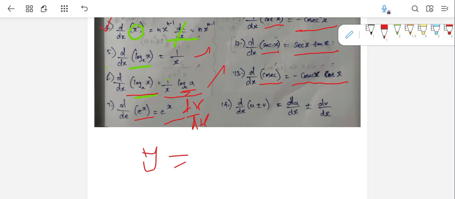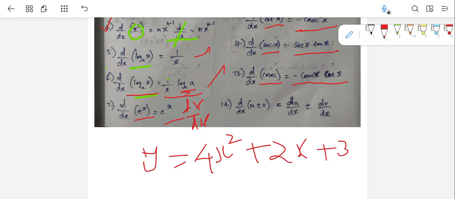For example, if it is a quadratic equation or something like that, it will be like y is equal to 4x square plus 2x plus 3. Like that, it will be there. So for 4x square separately, we know. So the x power n formula, you can use it, the fourth formula.